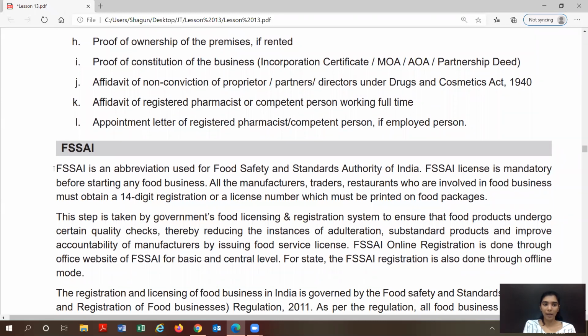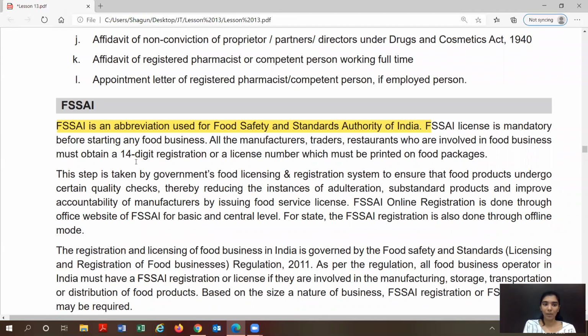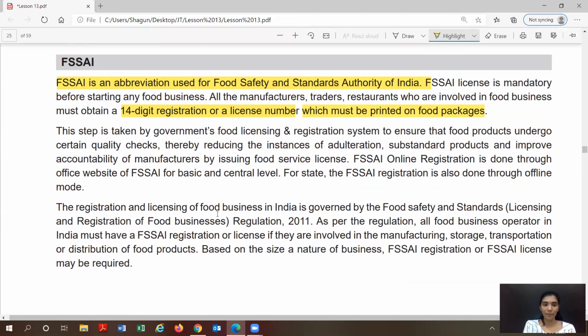Now there is FSSAI, which is the abbreviation for Food Safety and Standards Authority of India. कुछ भी फूड बिजनेस स्टार्ट कर रहे हो तो आपको एक 14 डिजिट रजिस्ट्रेशन और लाइसेंस नंबर obtain करना पड़ता है, which has to be quoted on the food packages.